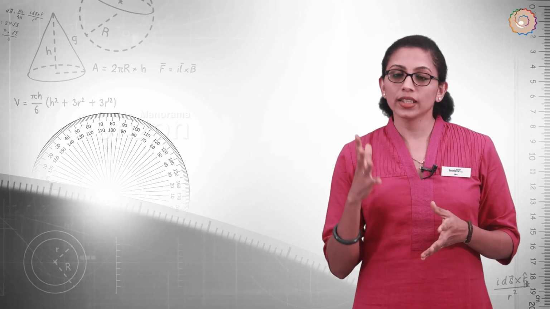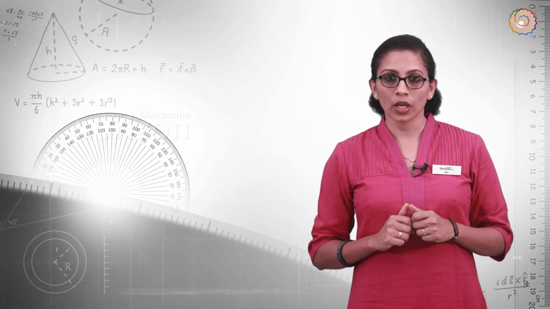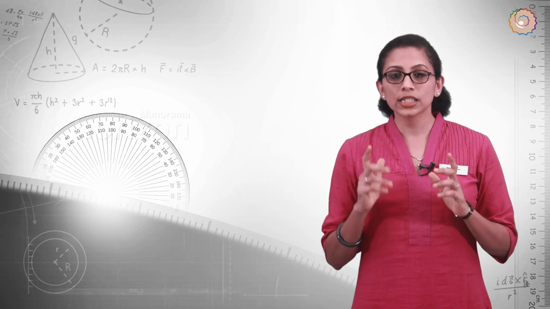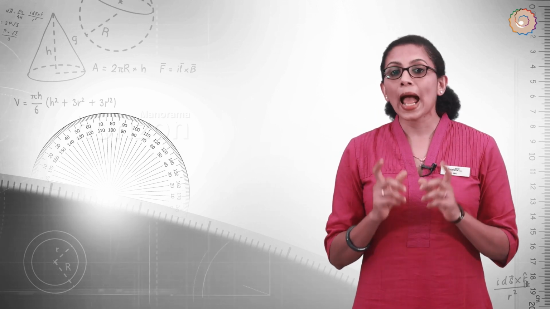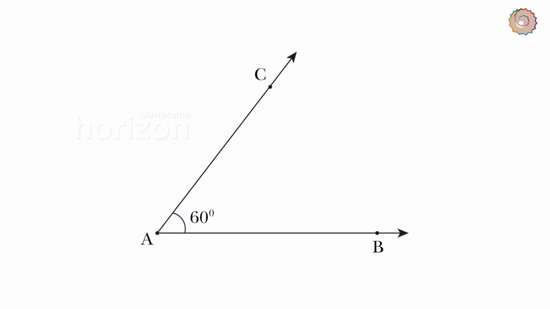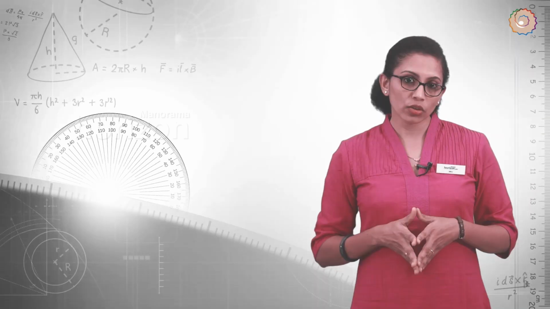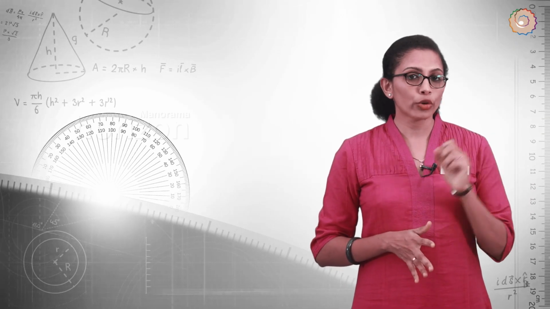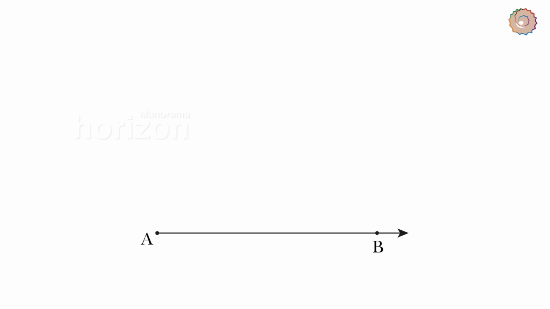Next, we will see the construction of 60 degree. That is construction 3 statement to construct an angle of 60 degree at the initial point of a given ray. Steps of construction. First one, draw a ray AB with the initial point A. Now, taking A as center and with some radius, draw an arc which intersects AB at point D.